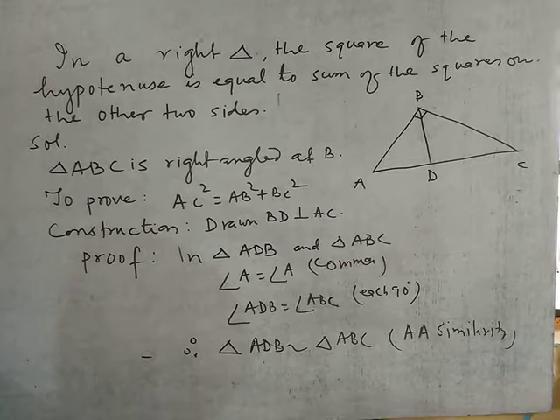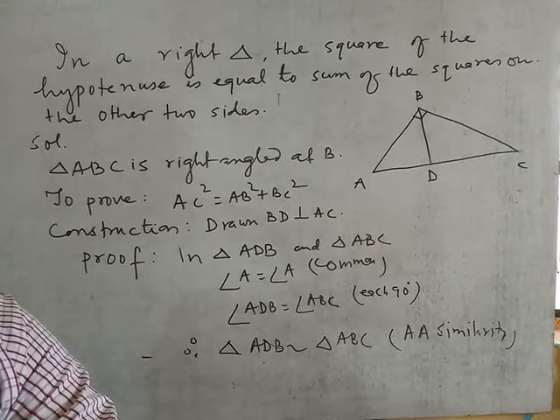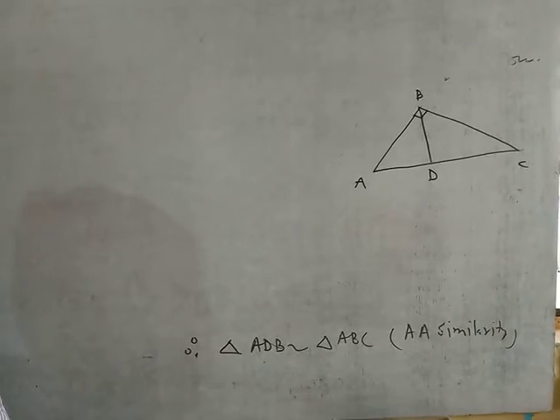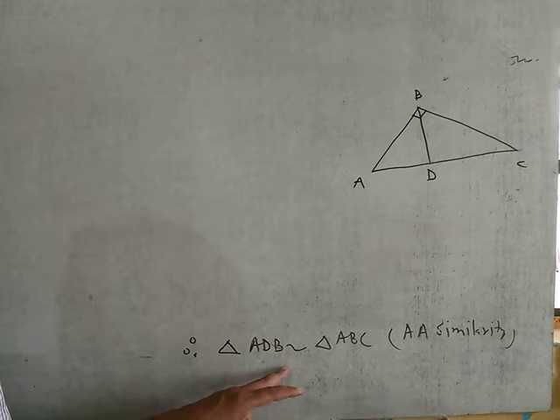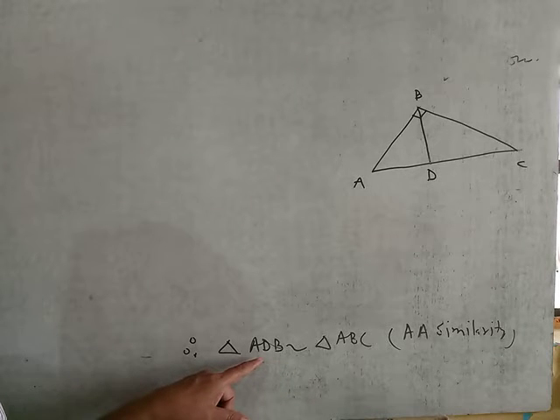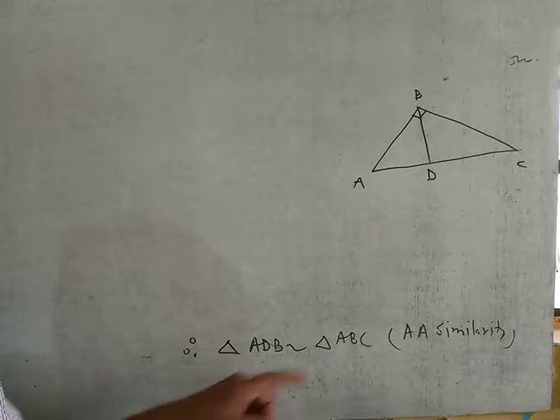Okay. Now I will rub it. I am going to rub this one. So wait. Now I am proceeding from here. We have proved that triangle ADB is similar to triangle ABC.